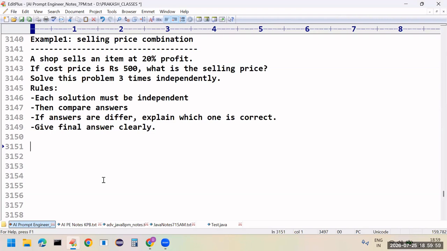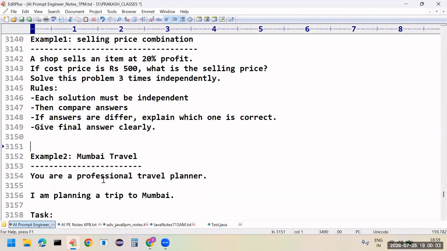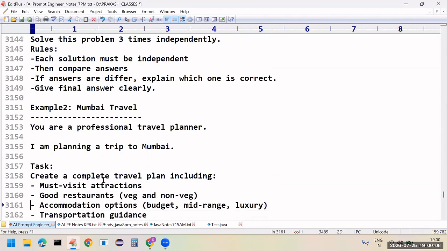It was the kind of self-consistency. Yeah, no problem. So let's go for the second example.